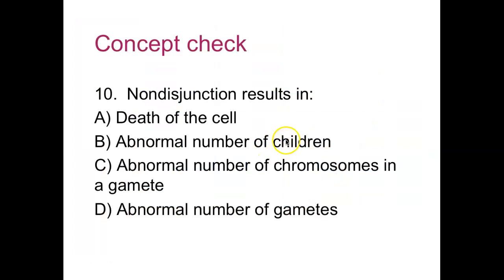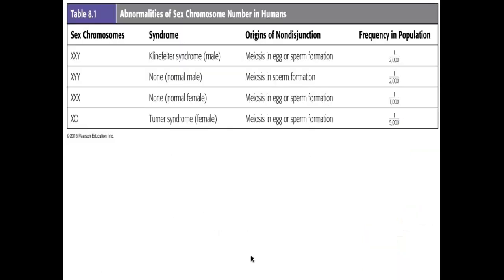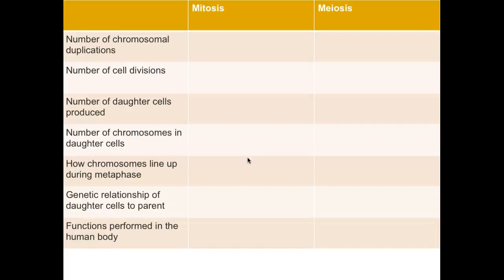This is your number 10 concept check. And let's wrap up the lecture here. As examples of nondisjunction, there's another one called Klinefelter's where you have an extra sex chromosome. You can have lots of extra sex chromosomes, and you can read about what Klinefelter's is about. These are just some examples of nondisjunction in sex chromosomes, so different syndromes. I do not expect you to memorize any of these. And then you can fill in this chart of mitosis and meiosis, and I'll save this for another wrap-up video.